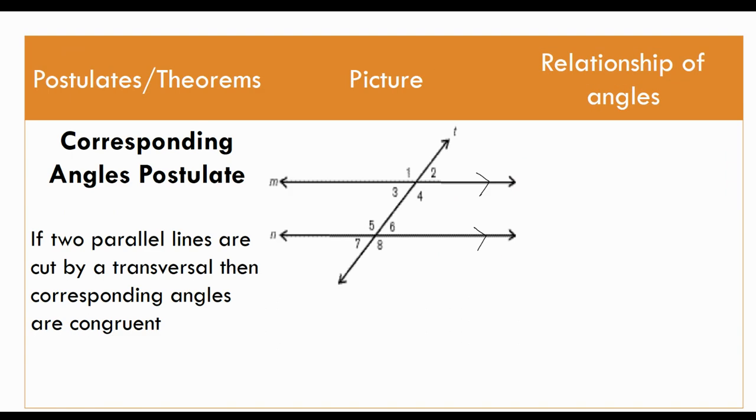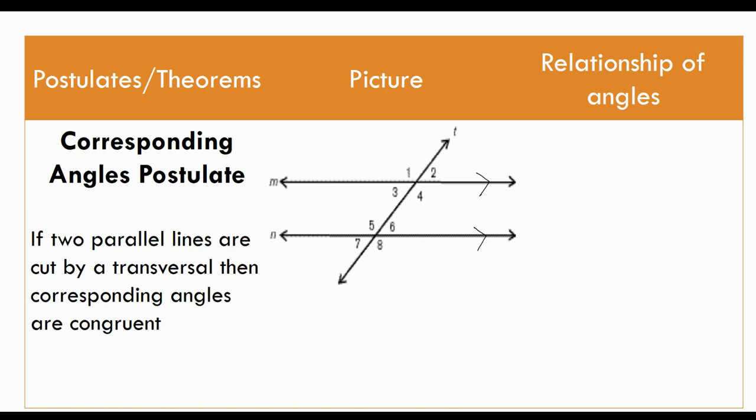All right, so now let's start talking about all of those vocab words that we mentioned yesterday, and let's talk about them in regards to parallel lines. So we have something called the corresponding angles postulate. It says if two parallel lines are cut by a transversal, then corresponding angles are congruent. Okay, so if two parallel lines are cut by a transversal, then corresponding angles are congruent.